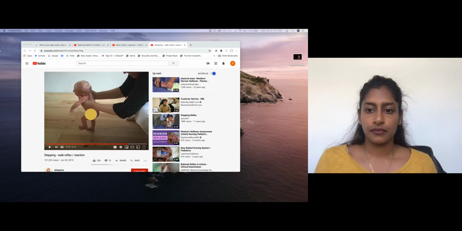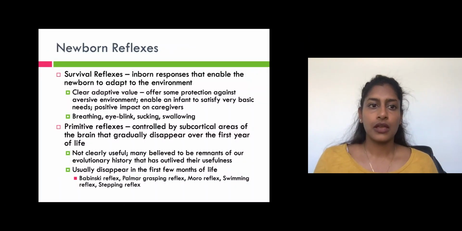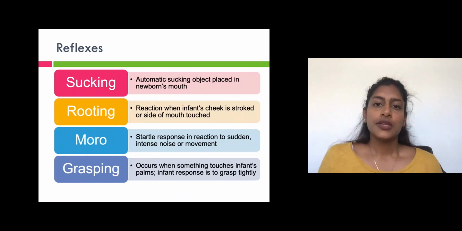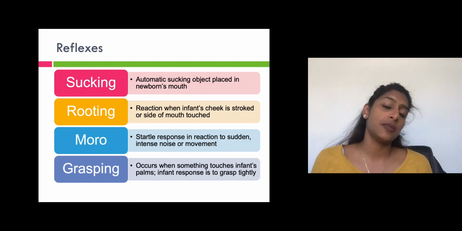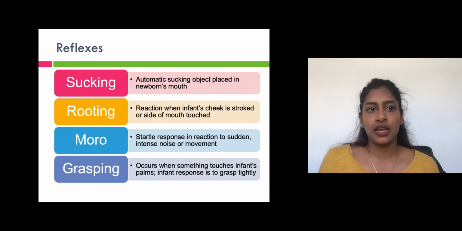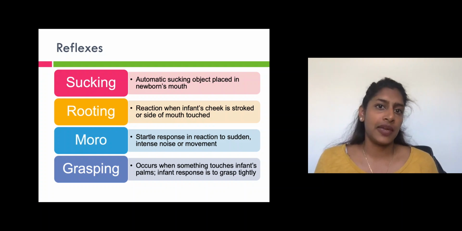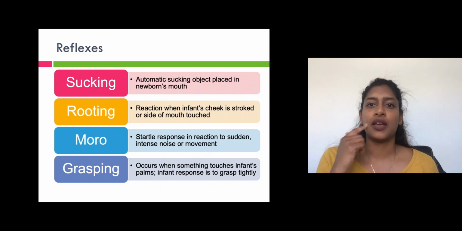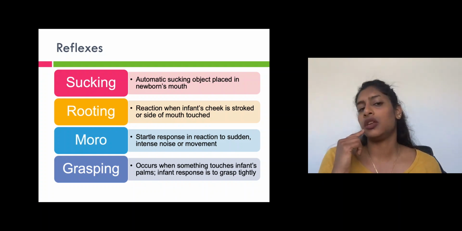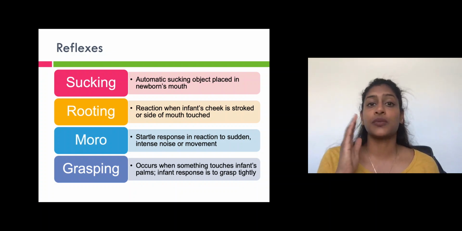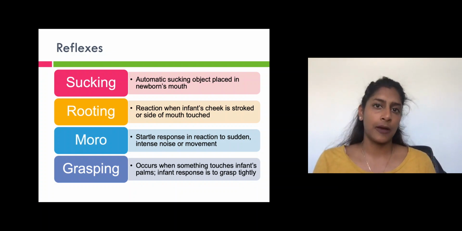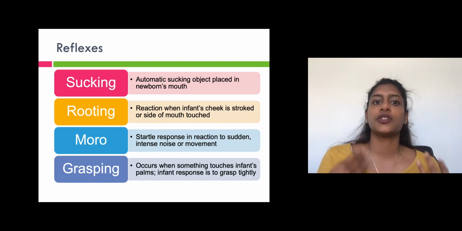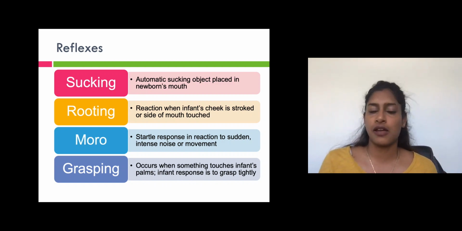Okay, so this is a general list of some of the different reflexes. We've talked about a few of them. The sucking reflex makes a lot of sense to us. If we touch a child's cheek, that's the rooting reflex. With our sucking reflex, if you put a bottle, a nipple, or something in their mouth, automatically they'll start sucking on that object, like a pacifier.